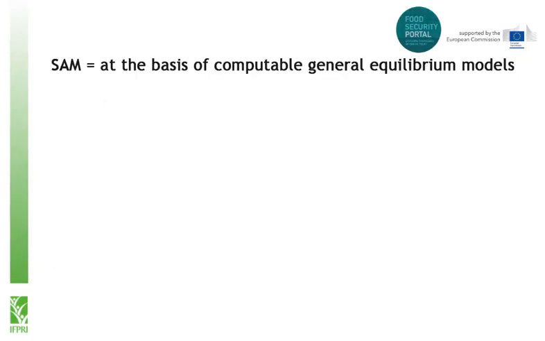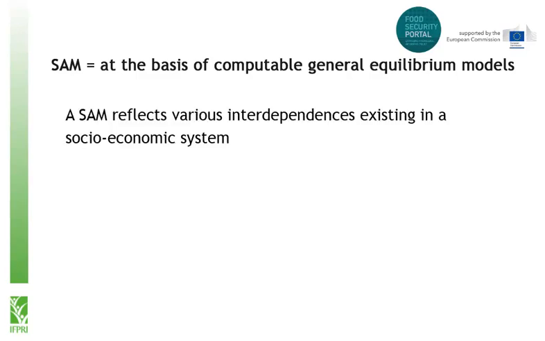So the social accounting matrix is at the basis of a computable general equilibrium model. You have to keep in mind that the linkage between the social accounting matrix and the general equilibrium model is very strong. It reflects exactly the same economic reality. In particular, the social accounting matrix reflects various interdependencies existing in a socioeconomic system in the same way as a general equilibrium model reflects these interdependencies.